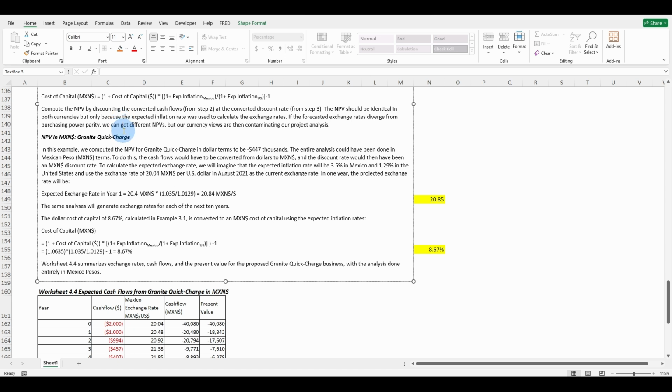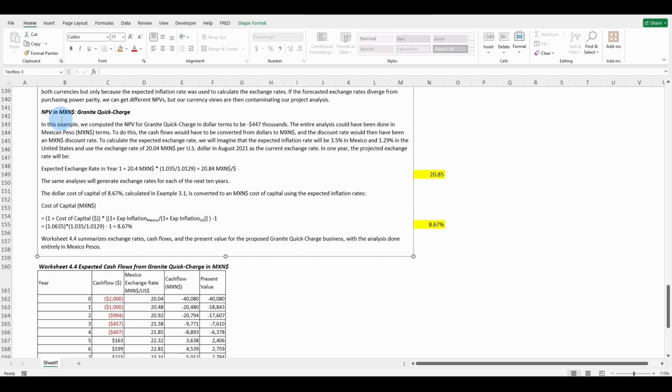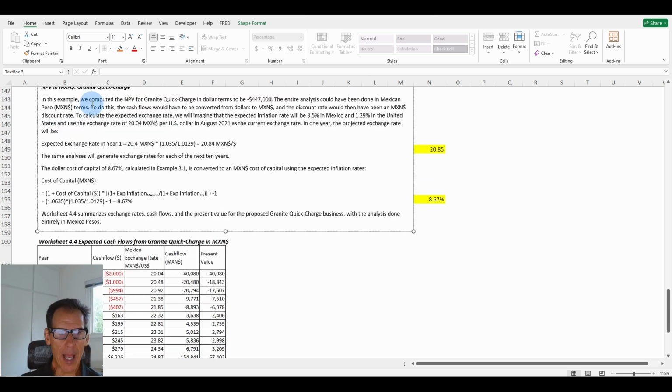Net present value in Mexican pesos, Granite Quick Charge. In this example, we computed the net present value for Granite Quick Charge in dollar terms to be negative $477,000. The entire analysis could have been done in Mexican peso terms. To do this, the cash flows would have to be converted from dollars to Mexican pesos, and the discount rate would then have been a Mexican peso discount rate.